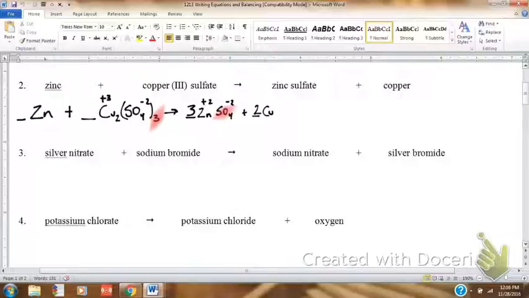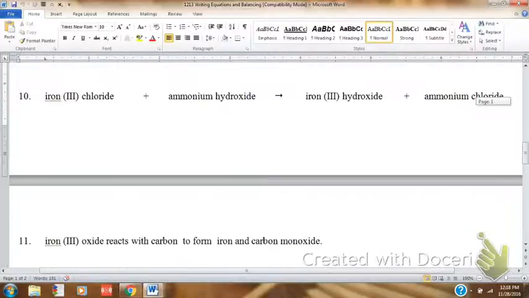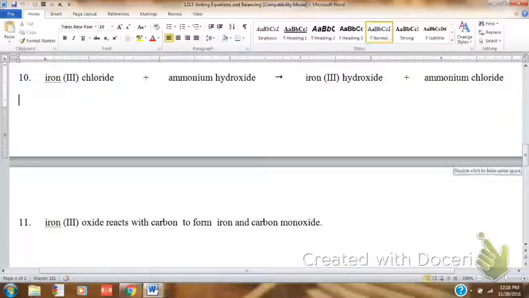And same thing, I have 3 zincs on my product. Now I need 3 zincs on my reactant and just 1 mole of copper sulfate. So that's what number 2 would look like. Number 2 is a single replacement reaction, FYI.